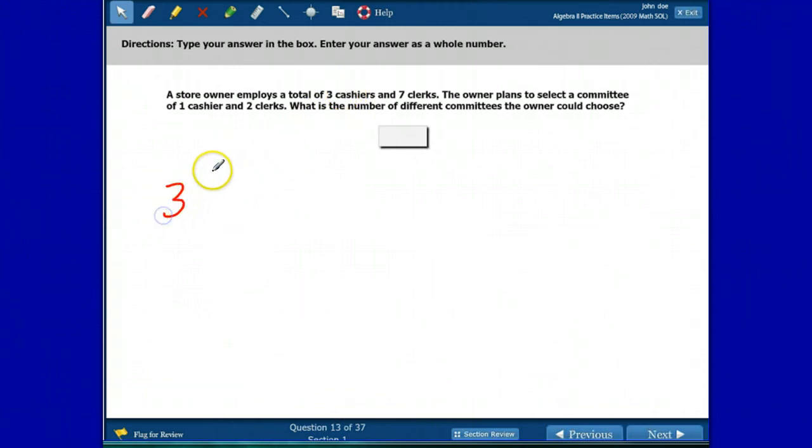So he's going to do 3 cashiers. That's the pool he gets to work with, and he's going to pick them one at a time. Times, now he's going to do his clerks, 7C2, and you put both of those in the calculator, and that is under the math.